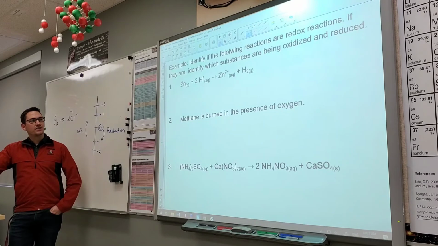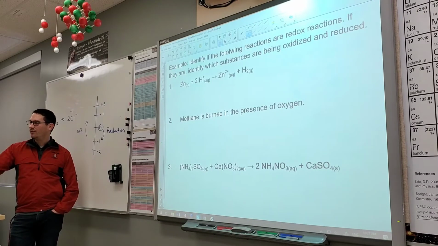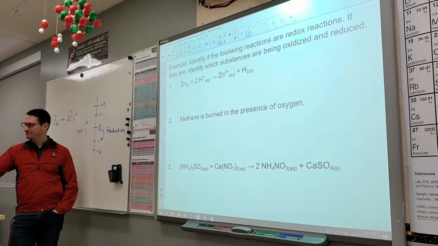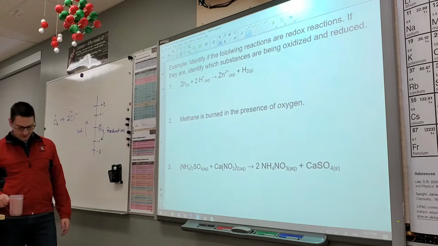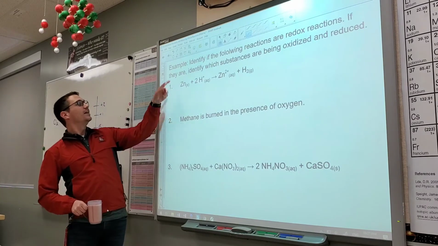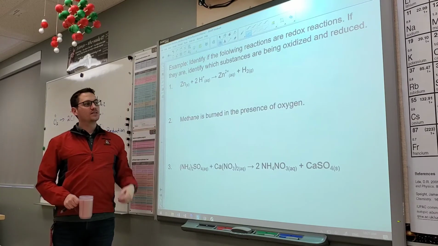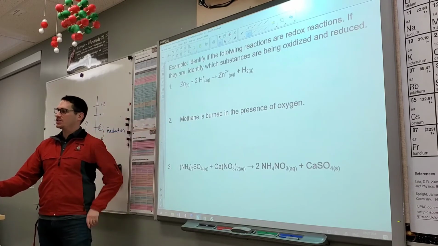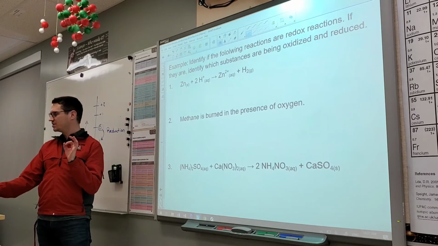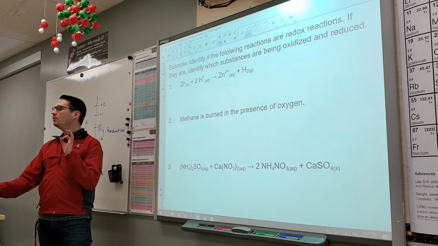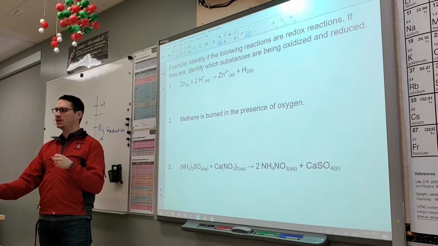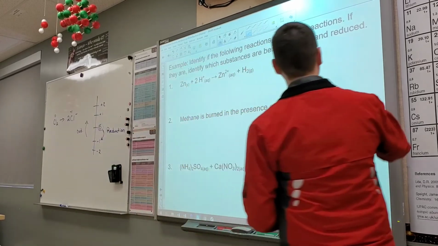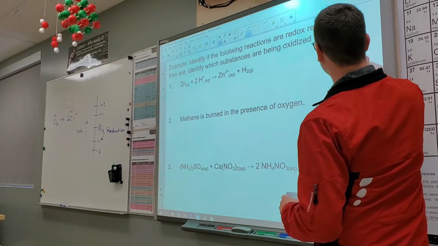Identify if the following reactions are redox reactions. If they are, identify which substances are being oxidized and which are being reduced. So I want you to take a look at the very first reaction. Take 20 seconds, identify the oxidation states, and tell me which one is being oxidized and which one is being reduced. It's often helpful if in the corner of your page you write LEO and GER.